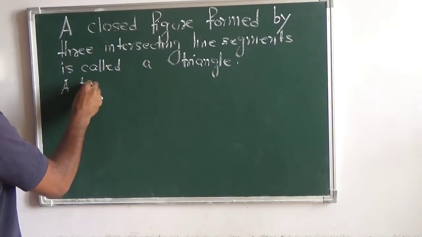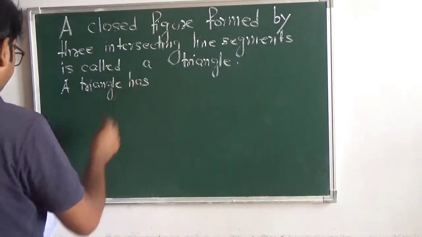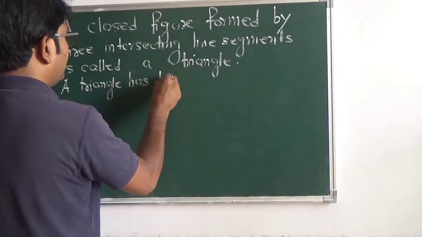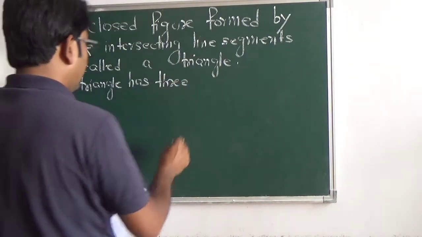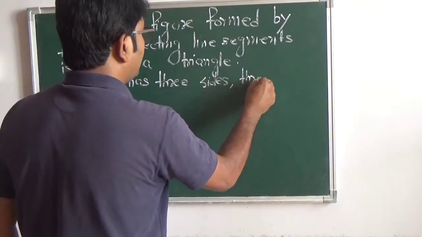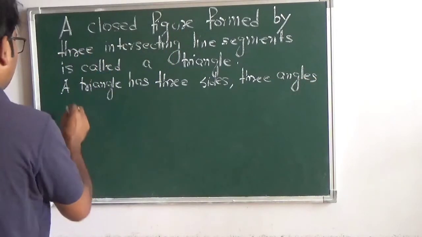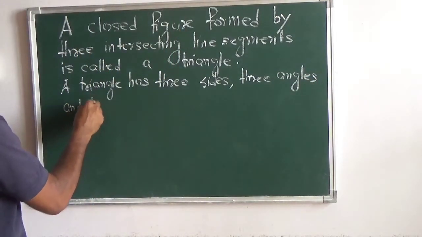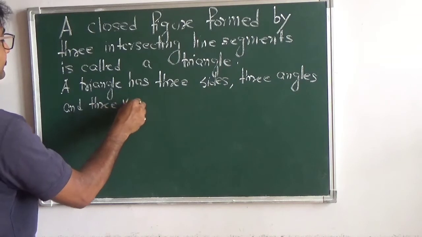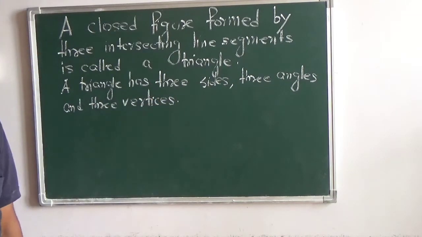A triangle has three sides, three angles, and three vertices. This is just a definition of what is a triangle.